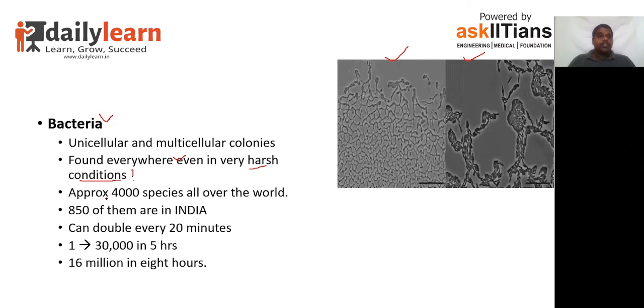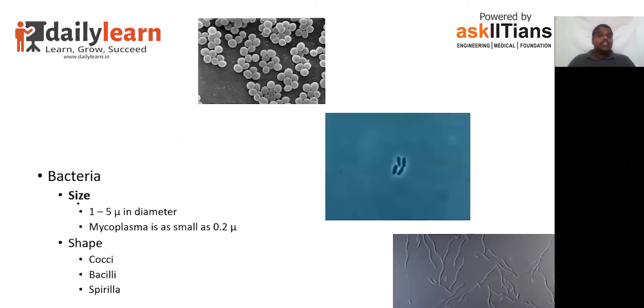But we have some other details including the size. Bacteria are of varying size. Mainly the size of bacteria goes from 1 to 5 micron in diameter. Here this symbol is called micron or mu. The term micron means 10 to the power minus 6 meters. Mycoplasma is the smallest bacterium, which is around 0.2 micron in size.